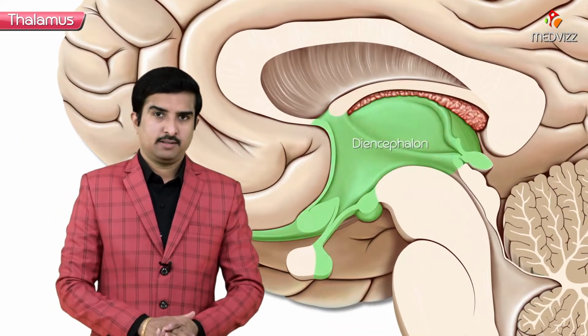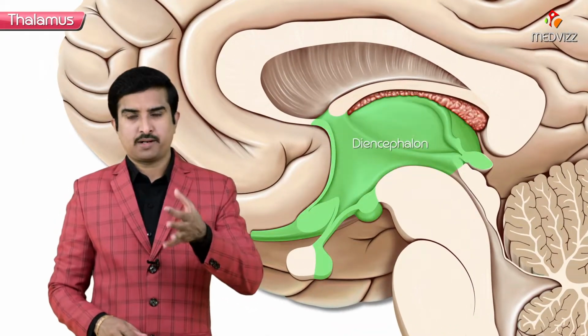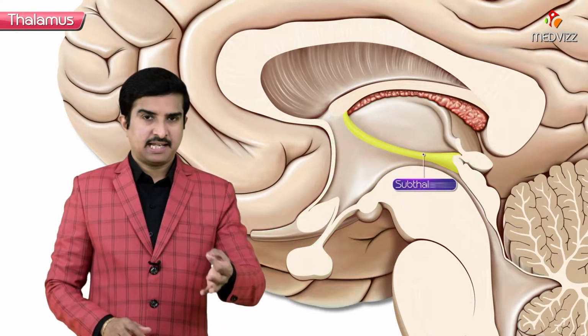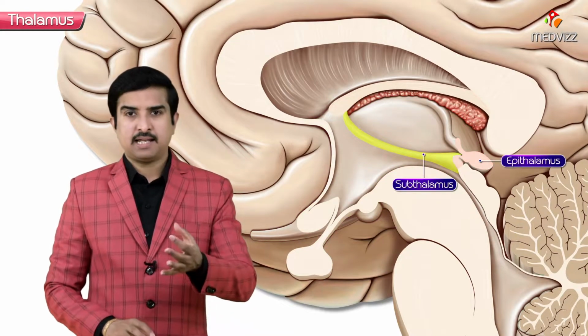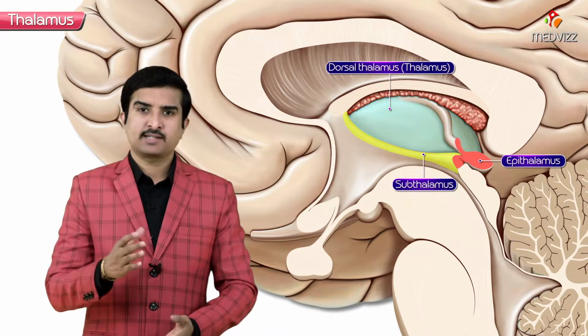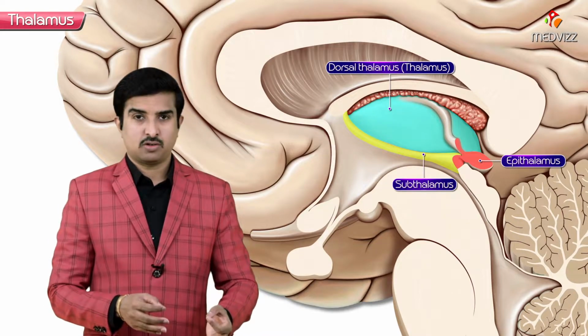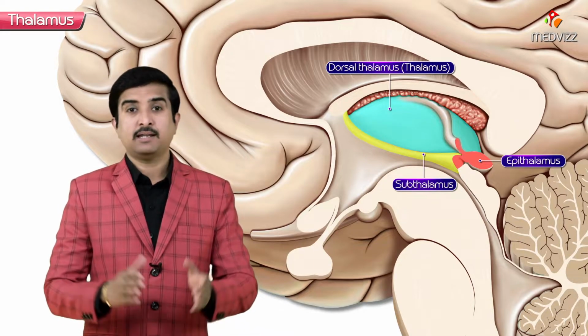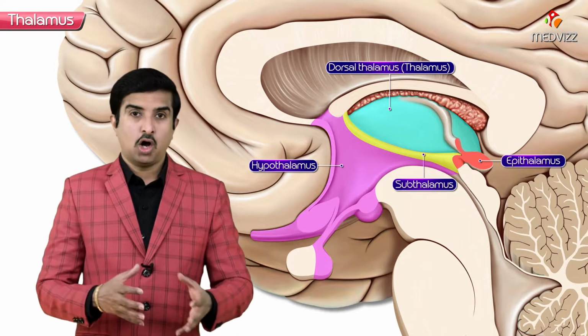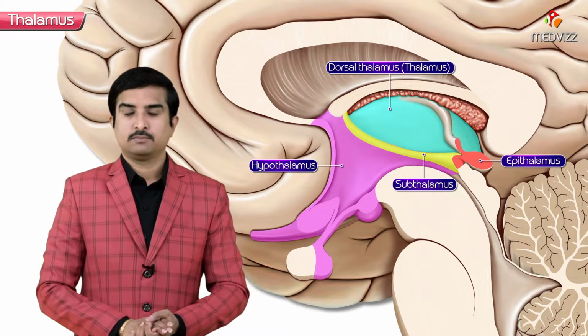The diencephalon is divided into four parts: the subthalamus, epithalamus, dorsal thalamus, which is also called the thalamus, and hypothalamus. All these structures are derived from the diencephalon.